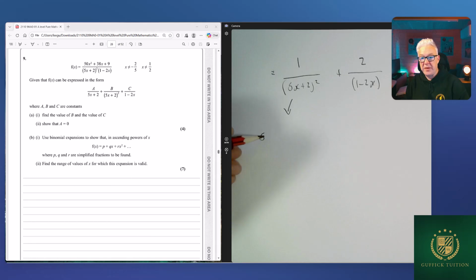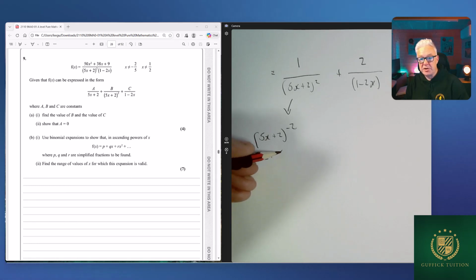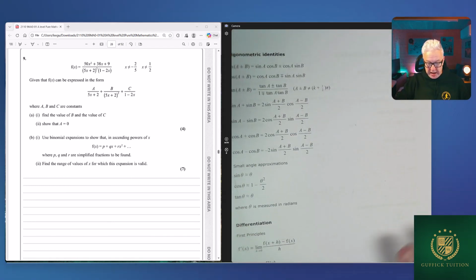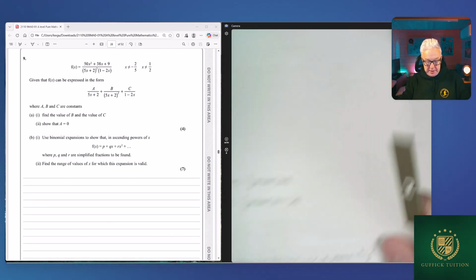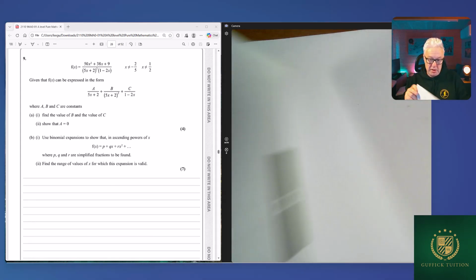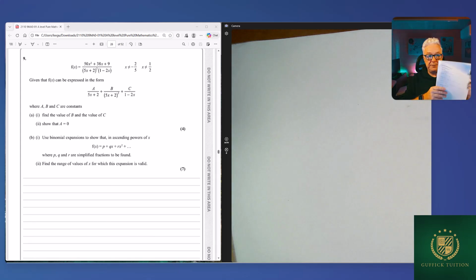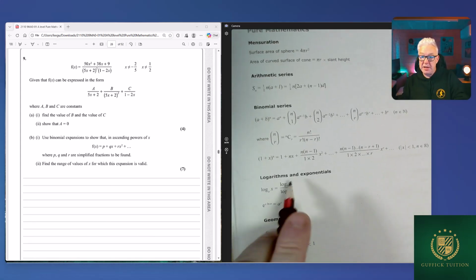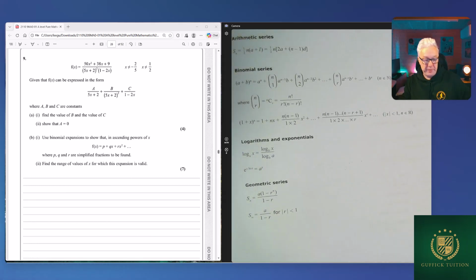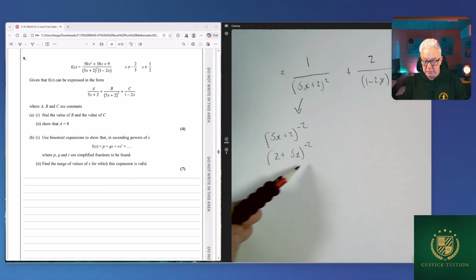This is going to be (5x add 2) to the power of minus 2. Now let's just change the way in which that's written. So I'm going to write that as (2 add 5x). Now this is the year 13 version of the binomial expansion because we've got a negative power. If we look at our various options available to us for a binomial, the one that we need is this one here because it says n is a rational number, which means it can be negative and fractional, and we've got minus 2.